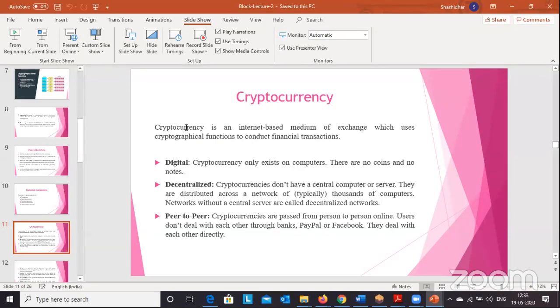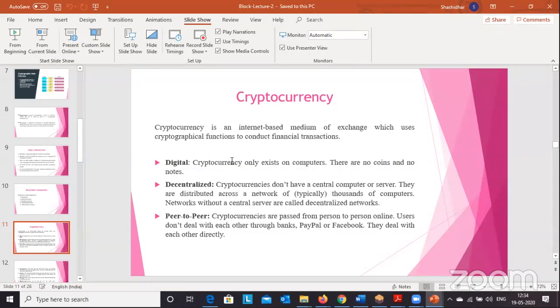We know that crypto means secret. So cryptocurrencies are nothing but secret currencies or digital currencies, based on the internet as a medium of exchange, which uses cryptographic functions to conduct financial transactions. If you want to transfer cryptocurrency from sender to receiver, we should not require any intermediaries like wallets or a bank. Directly we can make a transaction from one party to another party. That is possible using cryptocurrencies.